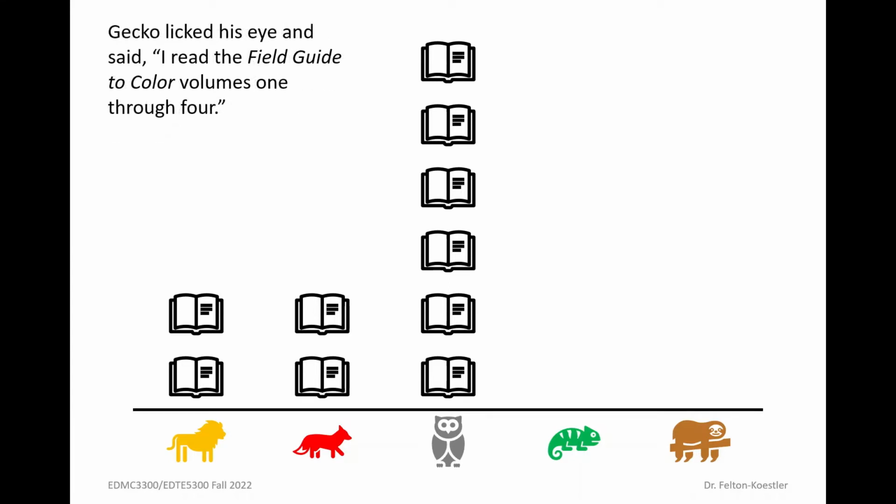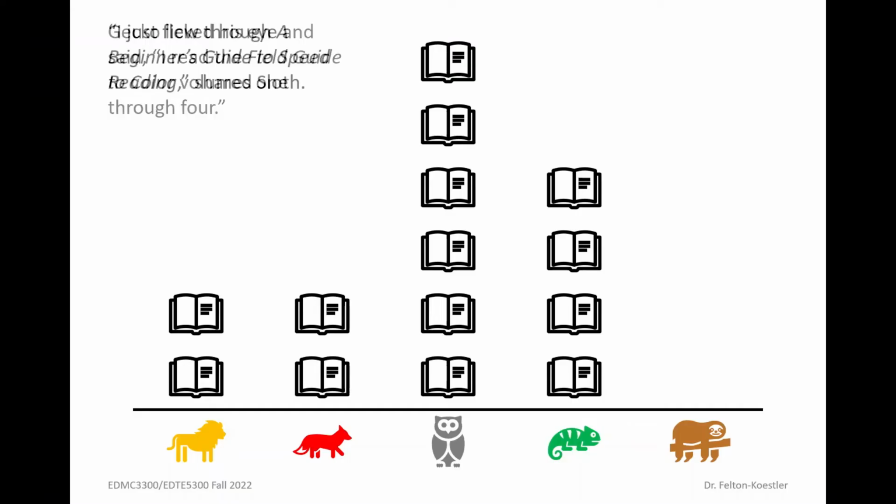Gecko licked his eye and said, "I've read the entire Field Guide to Color, volumes 1 through 4." "I just flew through a beginner's guide to speed reading," shared Sloth.